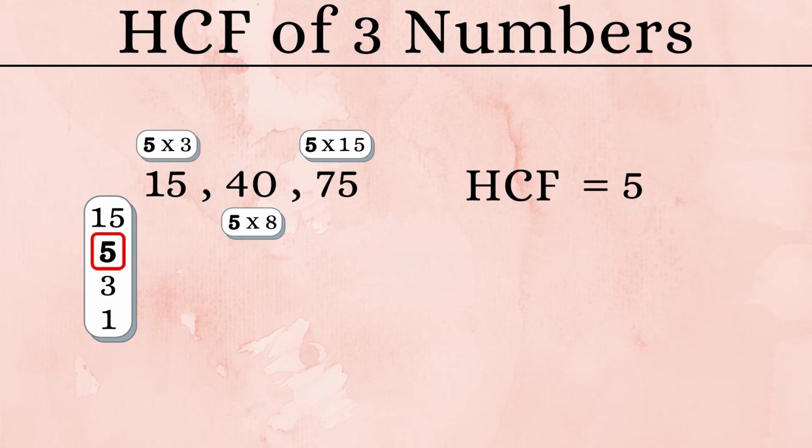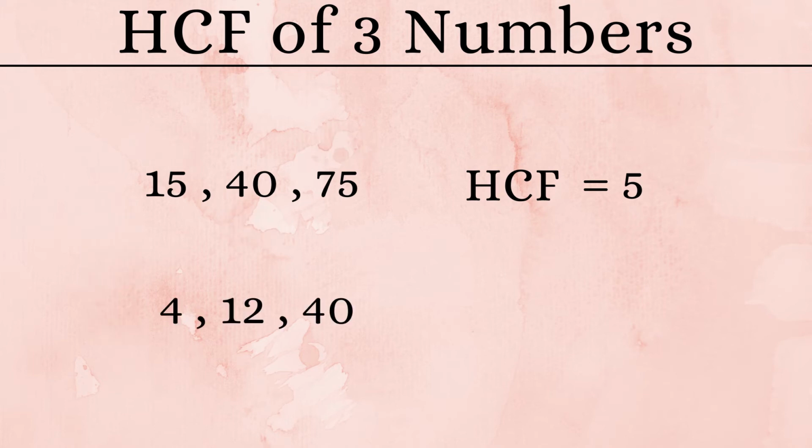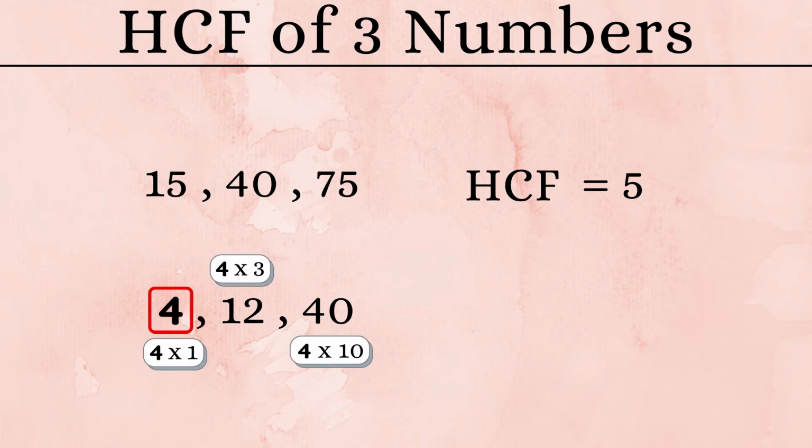Let us see a few more examples for better understanding. HCF of 4, 12 and 40. Smallest of these is 4 and the differences are 8 and 28. Again, the smallest number is 4 and our numbers in question are all multiples of 4. Hence, the HCF of 4, 12 and 40 is 4.